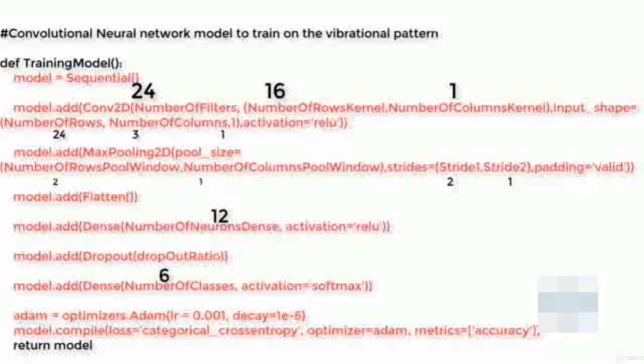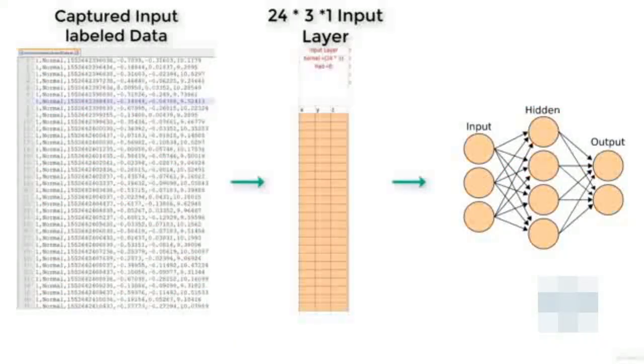As we can see, the hidden layers are more than one in this network, so we call it a deep neural network. Then we set the Adam optimizer algorithm for training with a learning rate of 0.001 and decay of 1e-6. The model is compiled using categorical cross entropy loss and metrics as accuracy. In the next lecture, we will discuss the methods used to prepare the 24 by 3 by 1 input layer from our labeled data and how to feed it to our neural network for training, testing and validation.